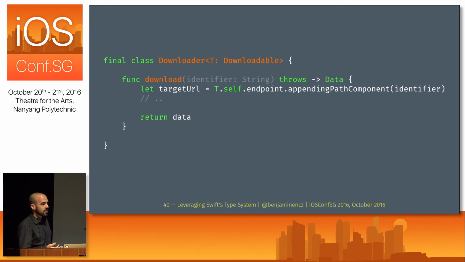So one part of the downloadable protocol is the endpoint. So our generic downloader can now look at the type and can see which endpoint it specifies, and then can go there and fetch the data. Without that, we would have to have a subclass for each of these types. So that's the most simple example.